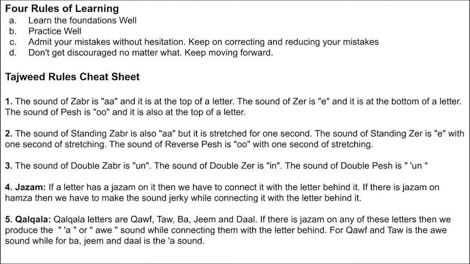The sound of standing zabar is also a but it is stretched for 1 second. The sound of standing zair is e with 1 second of stretching. The sound of reverse pesh is u with 1 second of stretching.